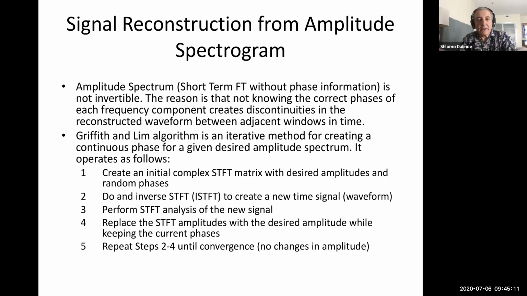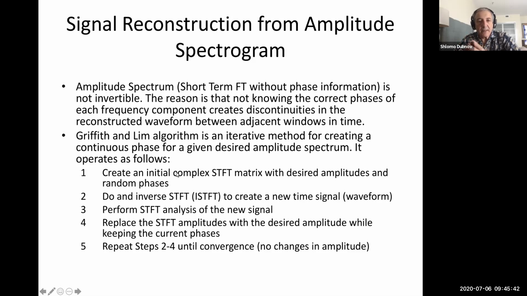So what we need, well, we need somehow to smooth these discontinuities out, because if we say, well, we care really more about the amplitudes and the phases just want to be continuous, this is what the Griffin-Lim algorithm does. It is an iterative method for creating a continuous phase for a given desired amplitude spectrum, when we think about this as STFT, as a bunch of Fourier transforms over time. And this is how it operates. So this is the explanation in words.